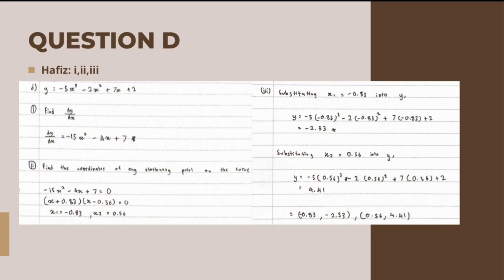Okay. First question is dy/dx. To find dy/dx, we take 3 multiplied by negative 5 and you will get negative 15, and 3 minus 1 you get x squared. Then 2 multiplied by negative 2 and you get negative 4, and 2 minus 1 you get 1, so x, plus 1 multiplied by 7 equals 7.